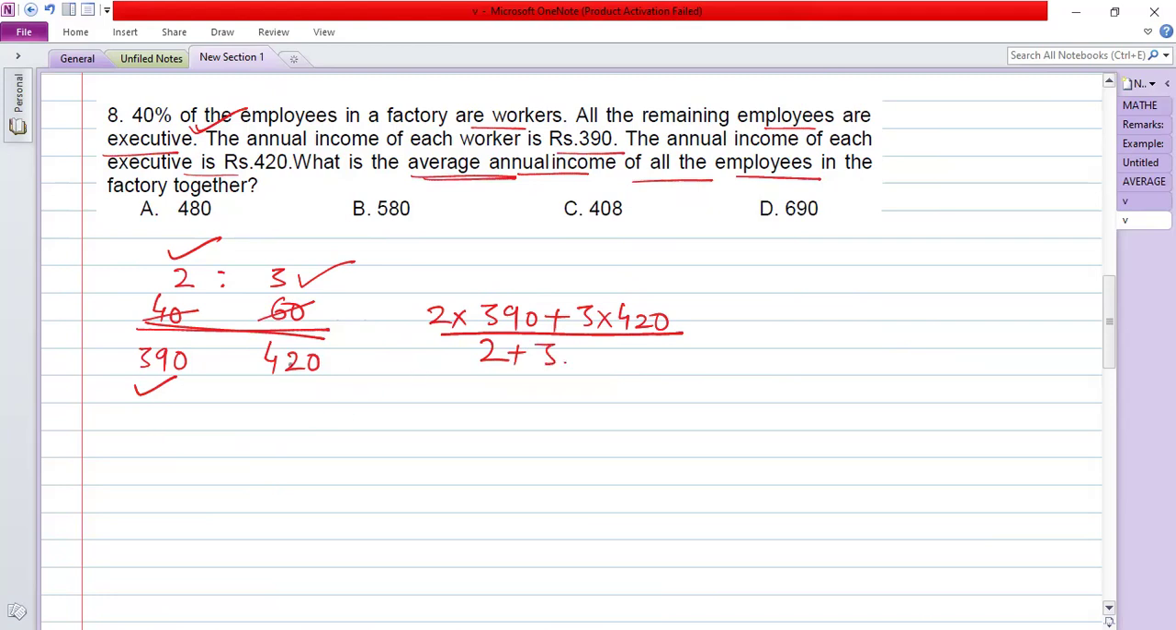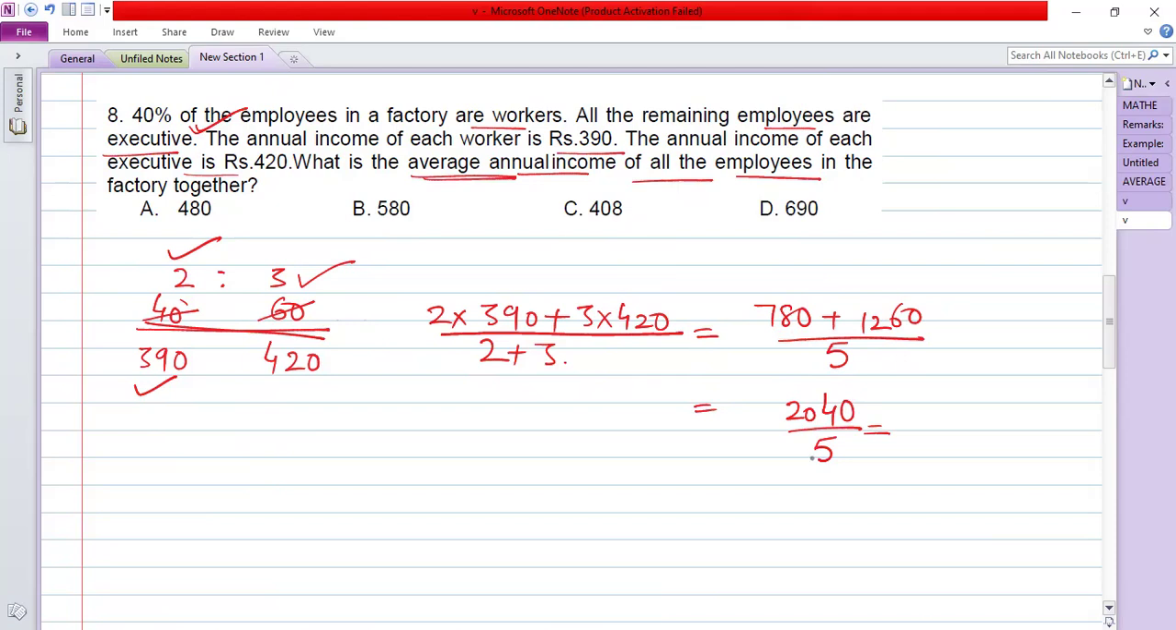Okay. Now one can very well see that this makes our calculations a bit easier. Otherwise we would be dealing with 40 and 60. Now we have only these. So here we will have 780, and here it will be 1260, and here it will be 5 only. So the sum is 2040, and then divided by 5.